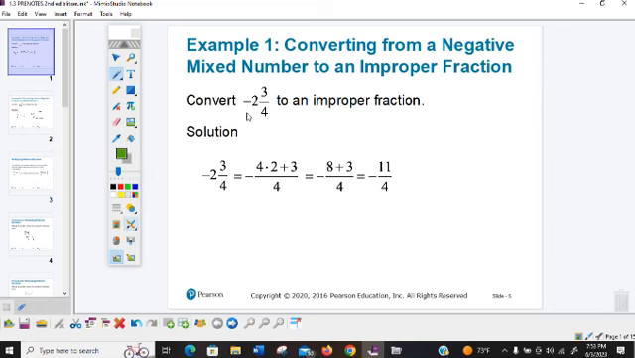So, first of all, it's going to stay negative because the negative's in front. 2 times 4 is 8 plus 3 is 11. So this turns into negative 11 over 4.